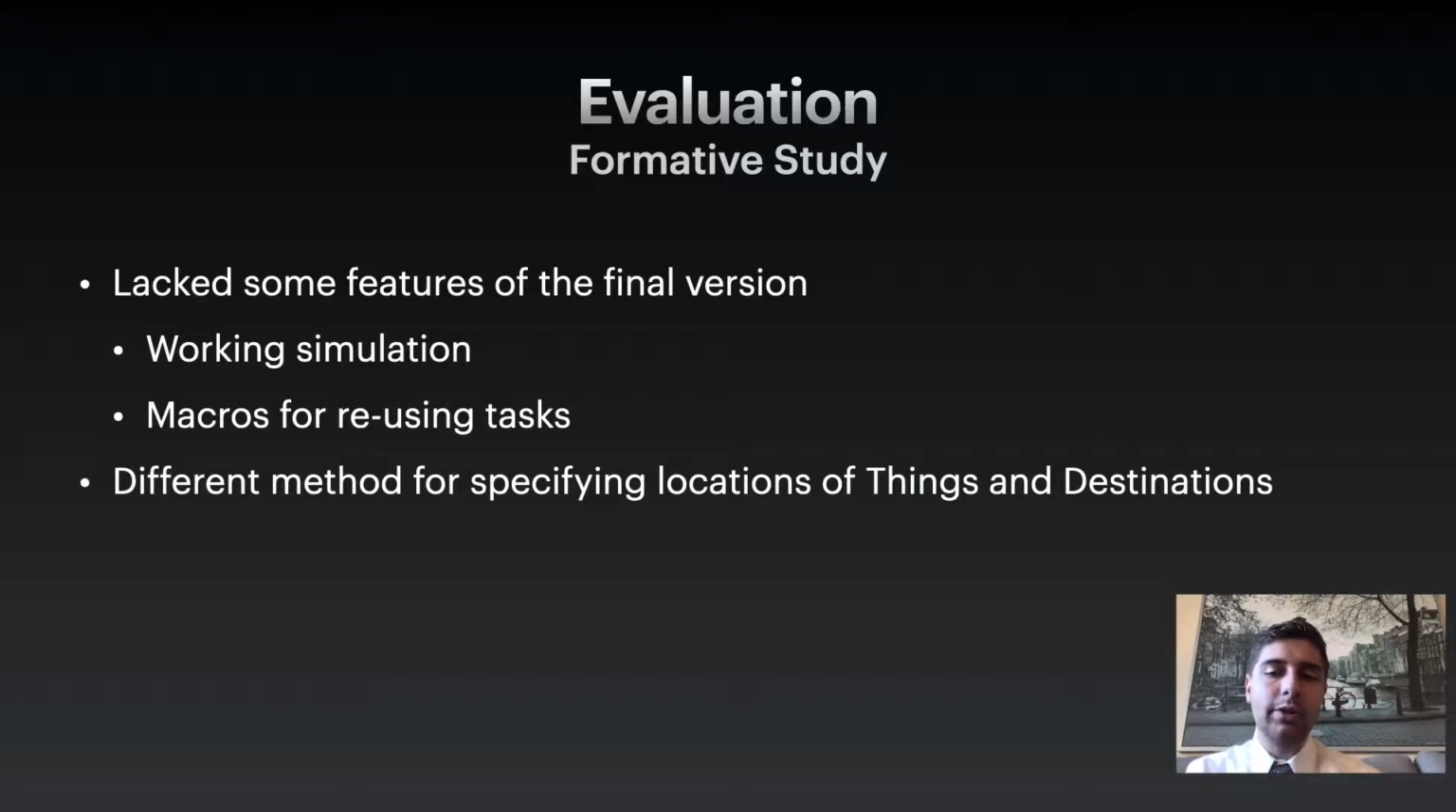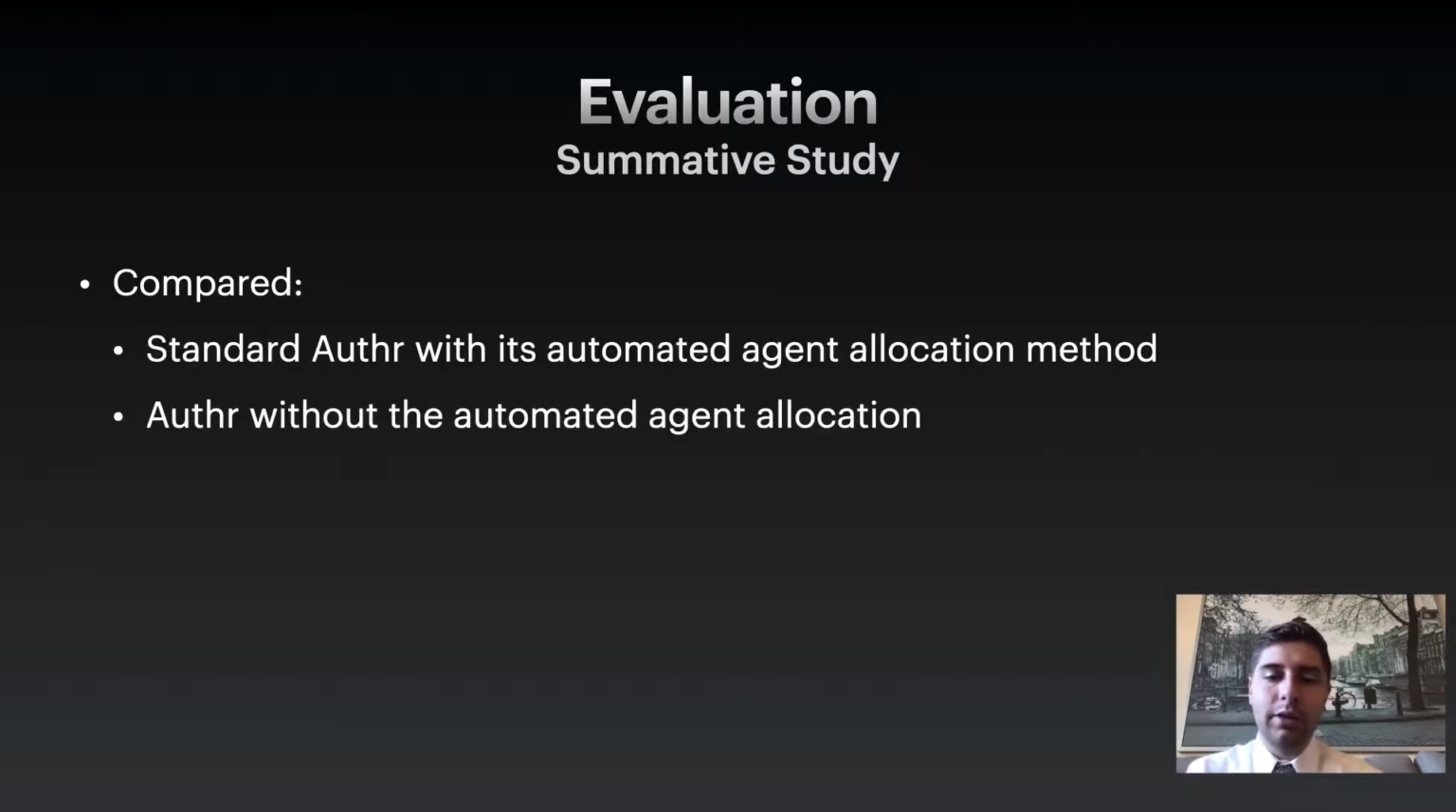We conducted 2 sets of evaluations of this software with engineering students. The first was a formative analysis of an early version of the Authr interface. This version lacked a number of features present in the final version and featured a slightly different method of specifying setup. You can find a full description of that evaluation and its findings in the paper. The final summative evaluation of the interface involved users constructing 2 plans in Authr, one in which they could utilize the automated agent allocation, and the other where they were asked to do this manually.